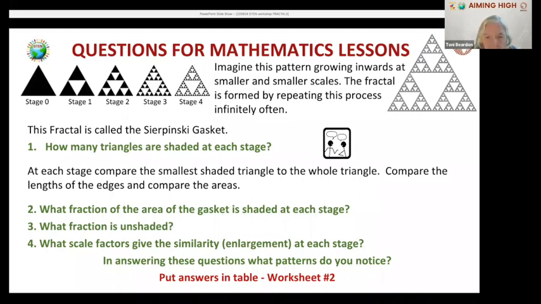So we have a similar shape that's smaller. So what is the scale factor of that transformation? What is the scale factor from one to the next one for the similarity? Well, we can look at the lengths and what scale factor changes the lengths. And we can also look at the areas and what scale factor changes the areas. And then in answering these questions, what patterns do you notice?